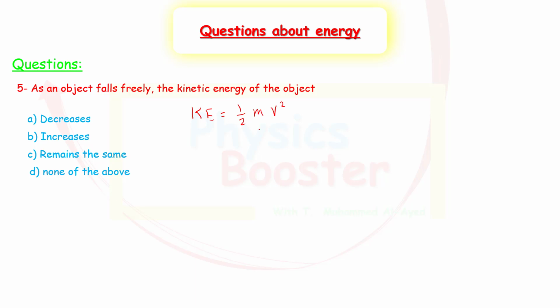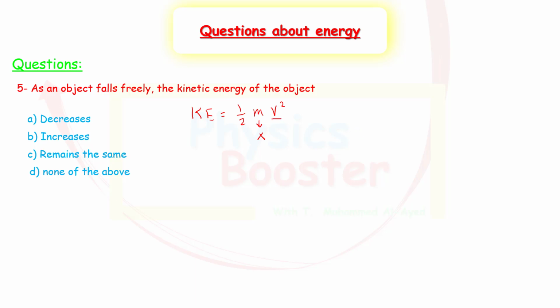So let's study these parameters and what changes if an object was falling. Okay, half is a constant, it won't change. The mass, will the mass of the object change while the object is falling down? No, nothing will happen to the mass. The mass will remain the same.